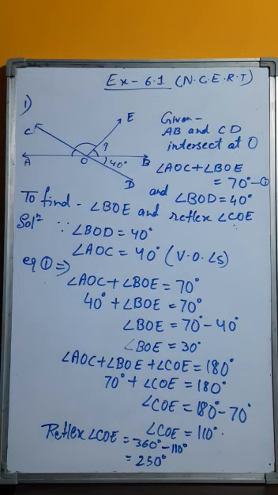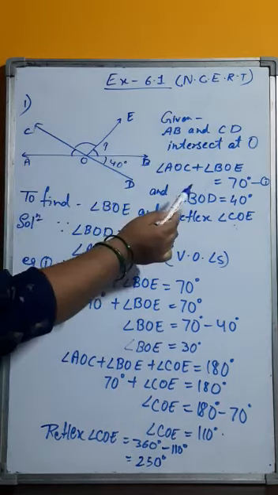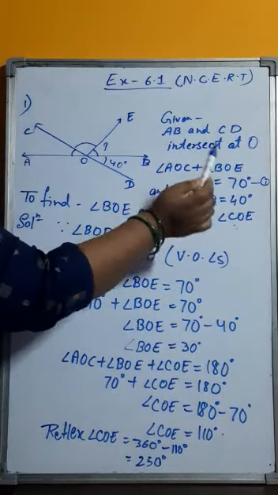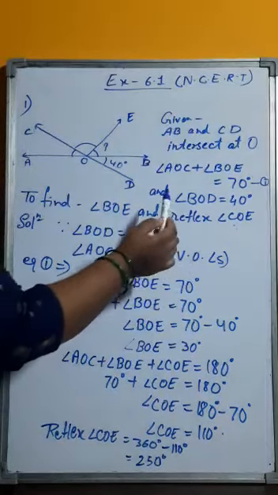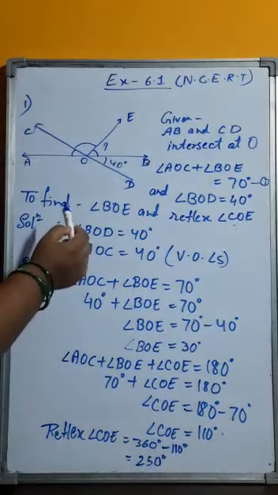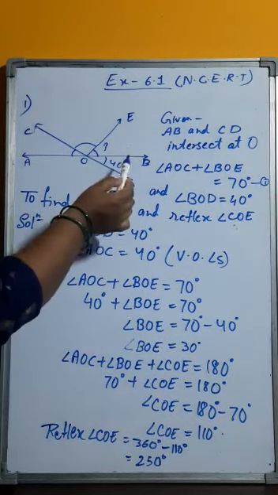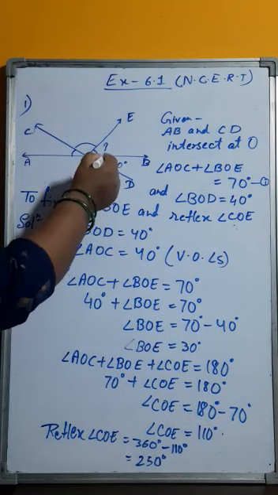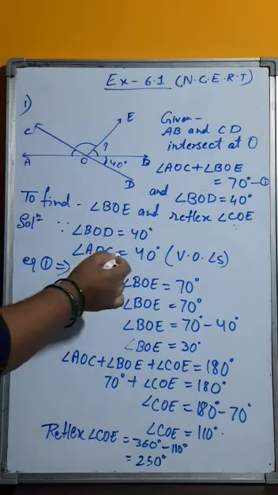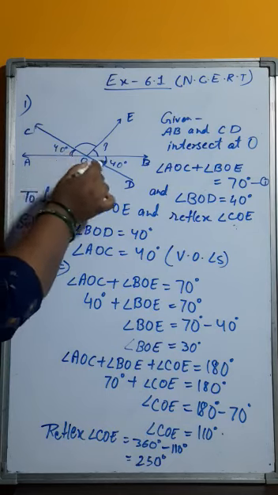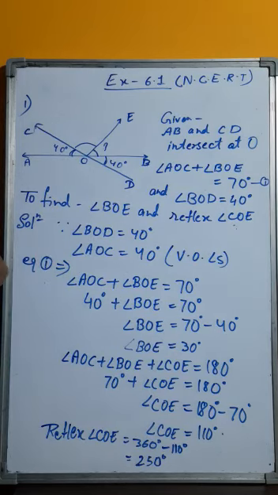This is the question. So we have written the given part: AB and CD intersect at O, angle AOC plus BOE is equal to 70 degrees and angle BOD is equal to 40 degrees, and we have to find BOE and reflex of COE. Since angle BOD is 40 degrees, angle AOC will also be 40 degrees. Reason? These two angles are vertically opposite angles.